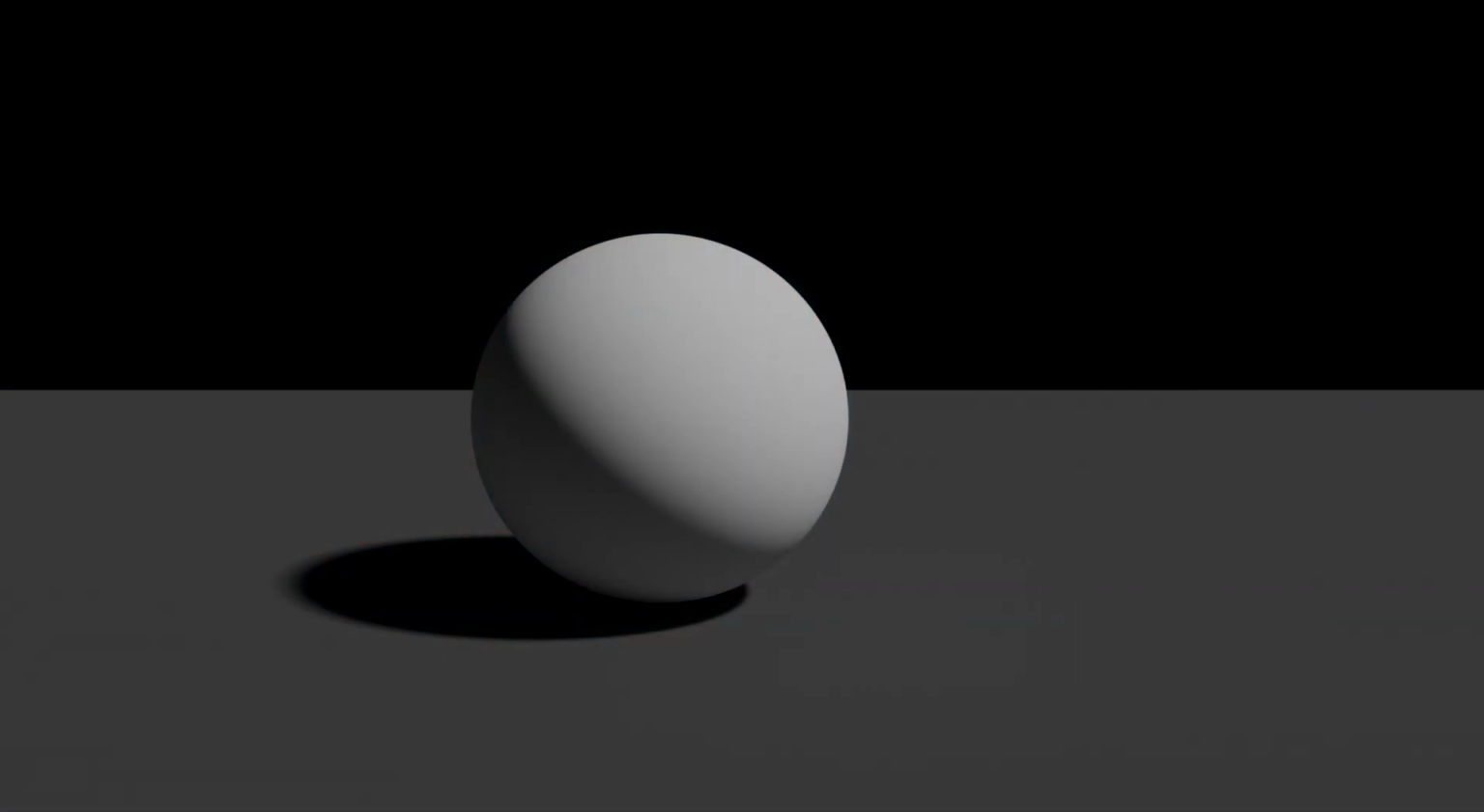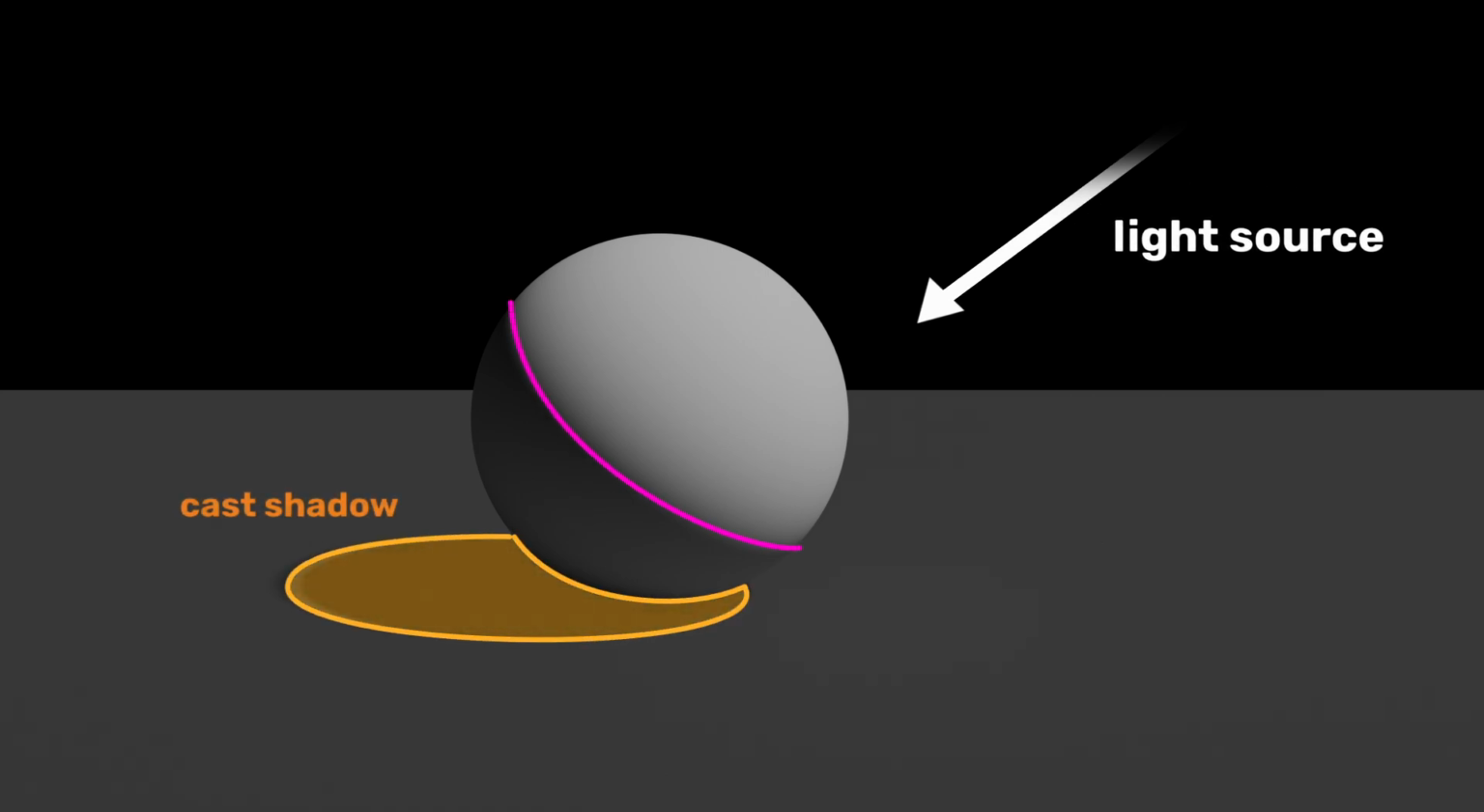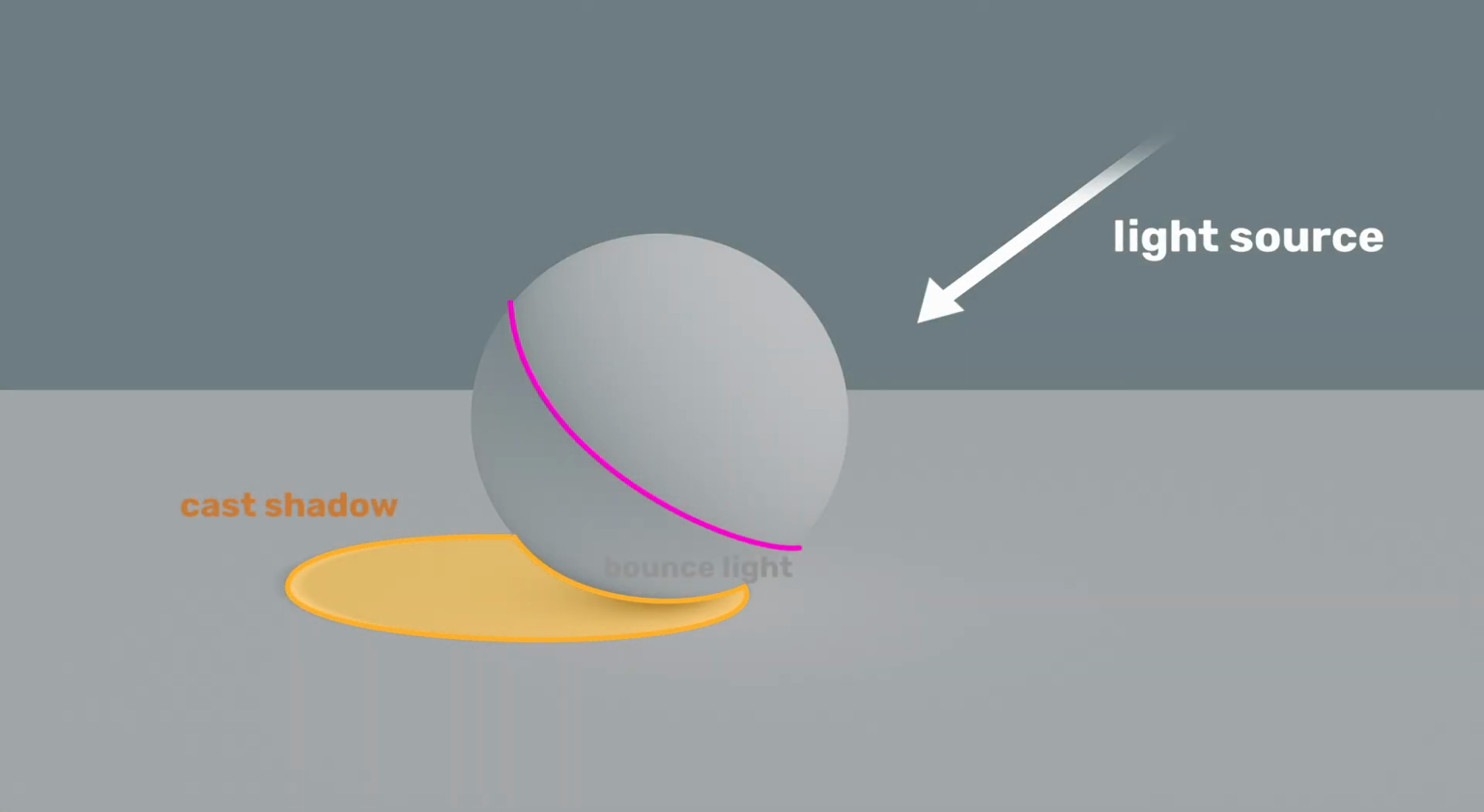In summary, the most important thing to determine when rendering anything is your light source. The light source is going to determine the terminator and the cast shadow. The ground plane is going to affect bounce light, and the environment is going to affect the color of your shadows and the brightness of them.